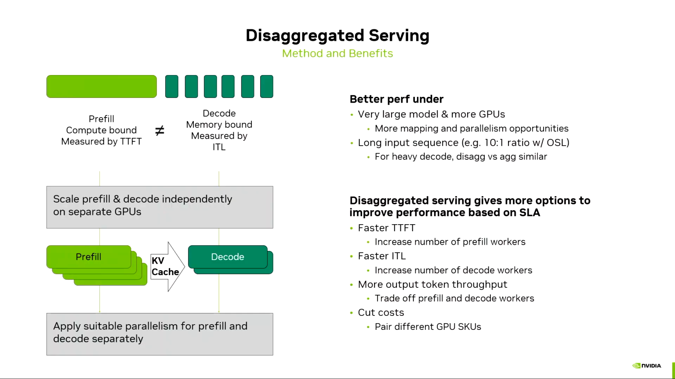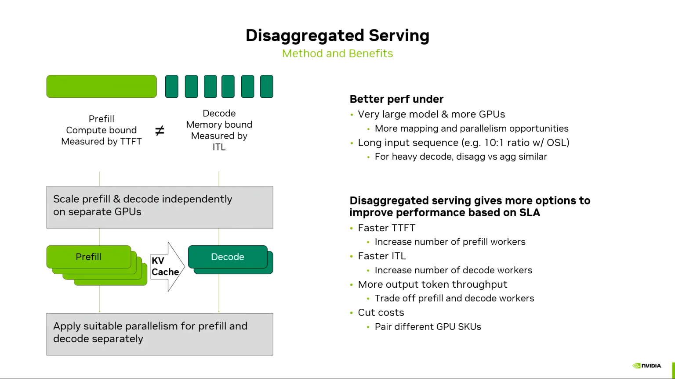Now, one more additional benefit is that now that you've disaggregated, you actually have a choice, and you can make a trade-off. Prefill is measured by the time to first token, and decode is measured by inter-token latency. So say that you have an SLA requirement that you want to optimize, you can optimize them separately. If you want faster time to first token, then you can increase the prefill workers. You can do the same thing for inter-token latency if you want to decode faster. And then you can make the trade-off between the ratio of prefill and decode if you want to increase the output token throughput. An interesting benefit is that you can also pair up different types of GPUs for prefill and decode.